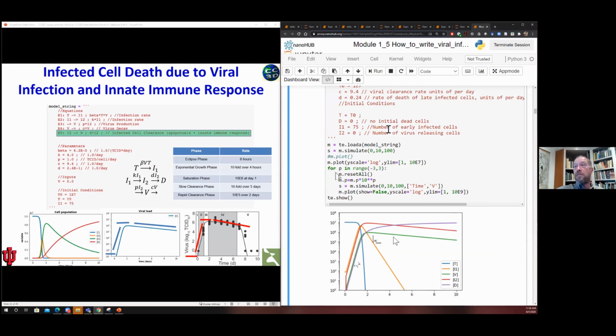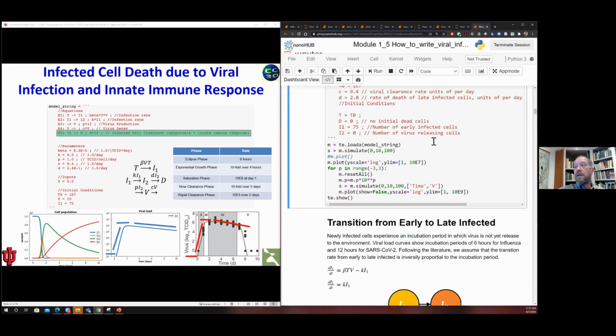Let's try something else. We said that in reality, perhaps the cells die faster than I put in here for the flu. So I've gone from 0.24 to 4, factor of 8 difference in lifetime of the cells. Let's run that and see what happens.